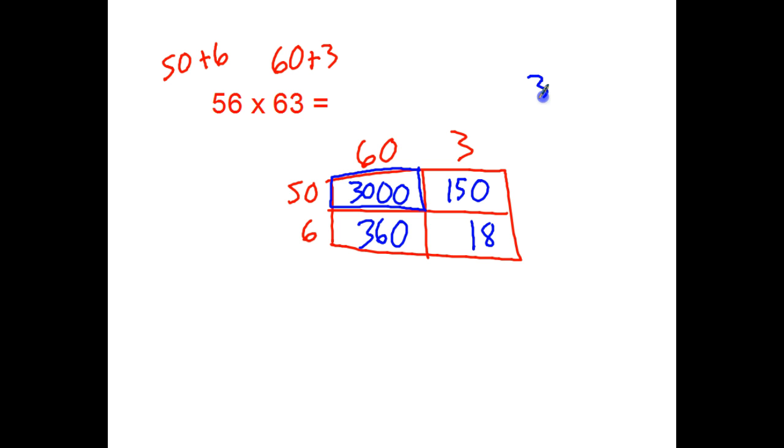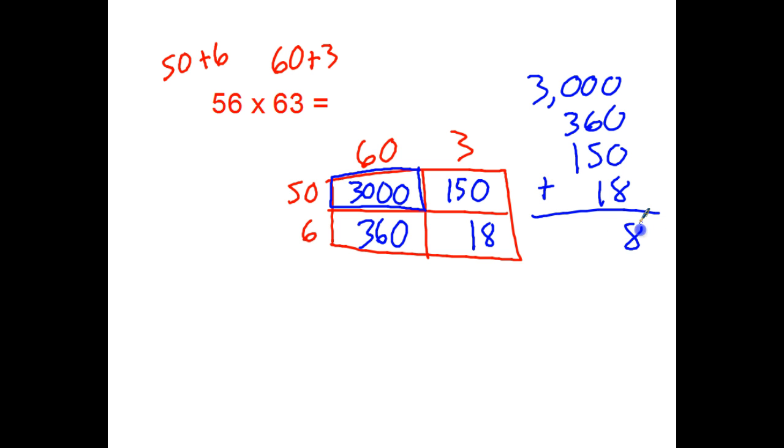Start the top left, write my numbers, 3,000, 360, 150, and 18. And if I add these up, 0, 0, 0, 8, 11, 12, carry my 1, 4, 5, and a 3. 56 times 63 equals 3,528.